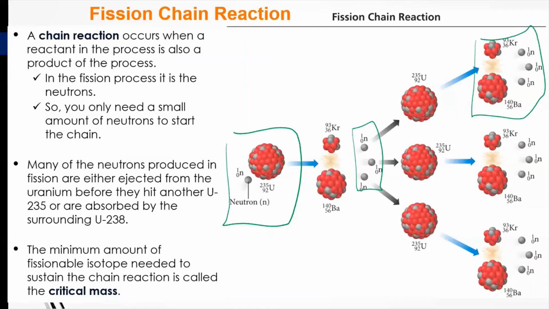Now, in this case, we're looking at neutrons. That's what's driving that process forward. And so we only need a small amount of neutrons to start that chain, because if each one releases 3 neutrons, then those neutrons can interact with 3 more atoms. Those 3 atoms release 3, and so we can grow from there.